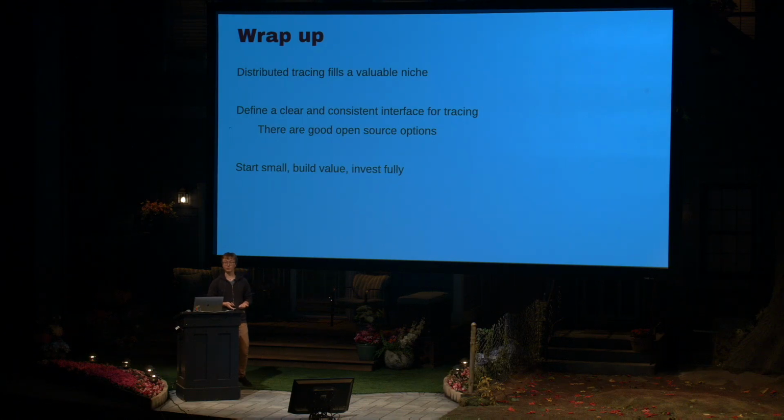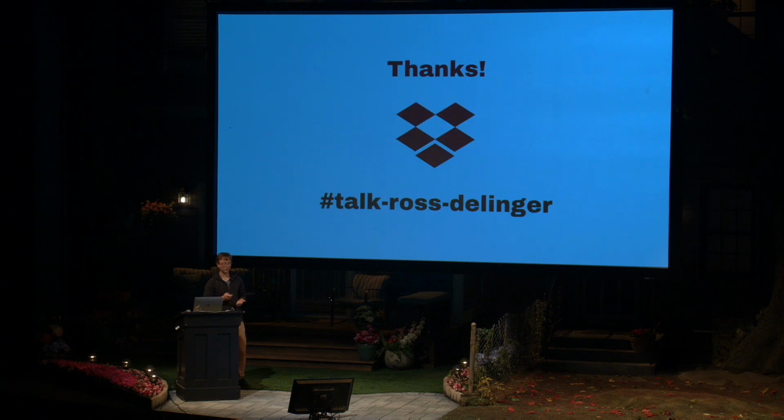So to wrap up, distributed tracing fills a valuable niche. It's something you can use to drill down into weird behaviors of your system. It provides something that time series data does not. Define a clear, consistent interface for your tracing system. There are good open source options. Build on top of those. And then start small, build value in your system, and then invest fully. And that's all I have. Thank you very much.